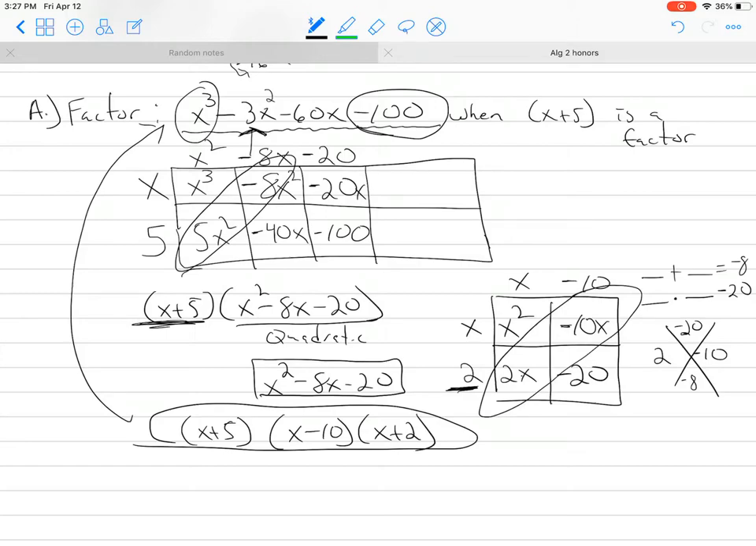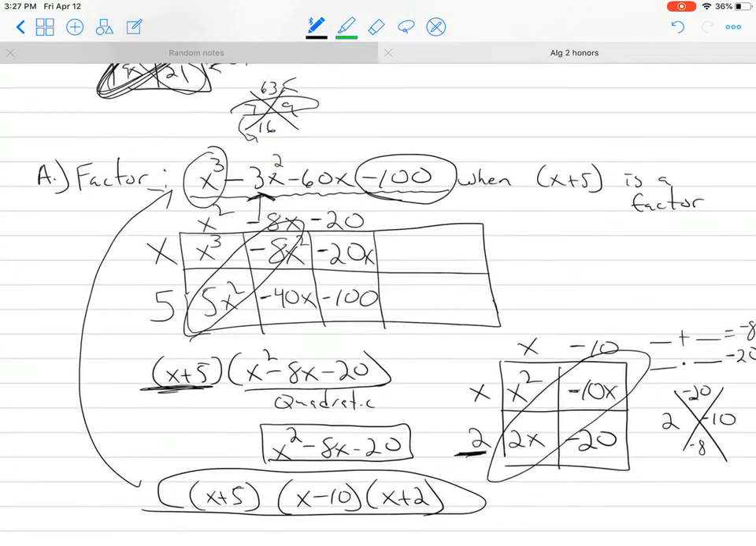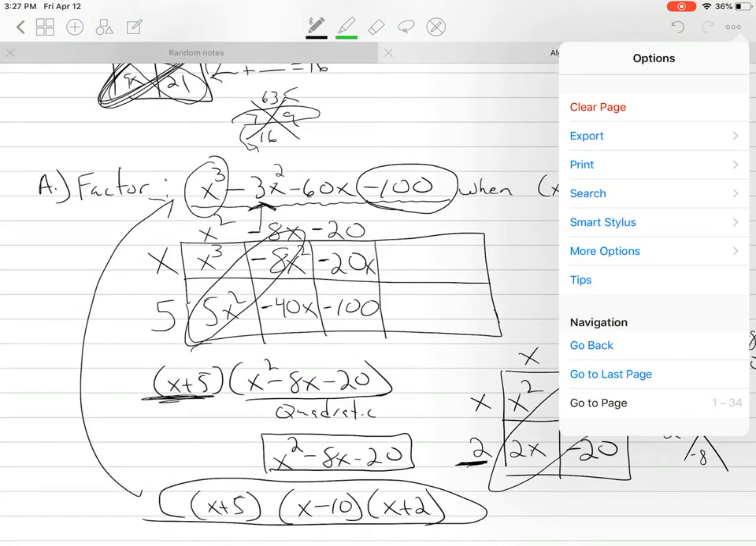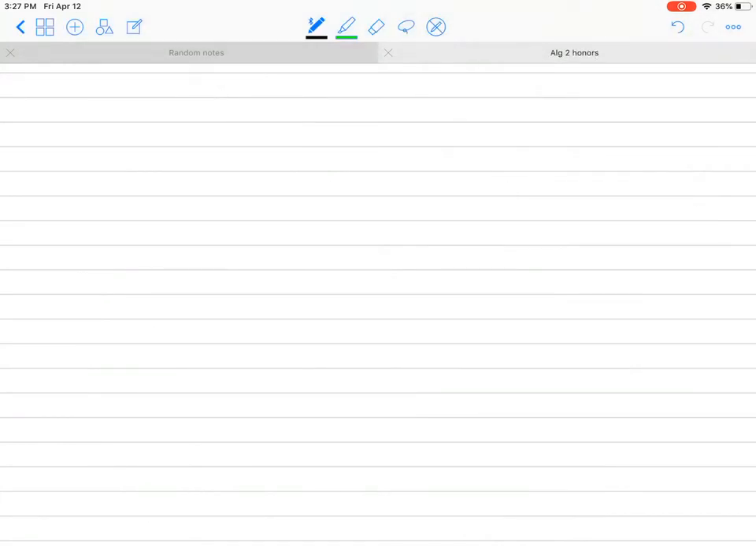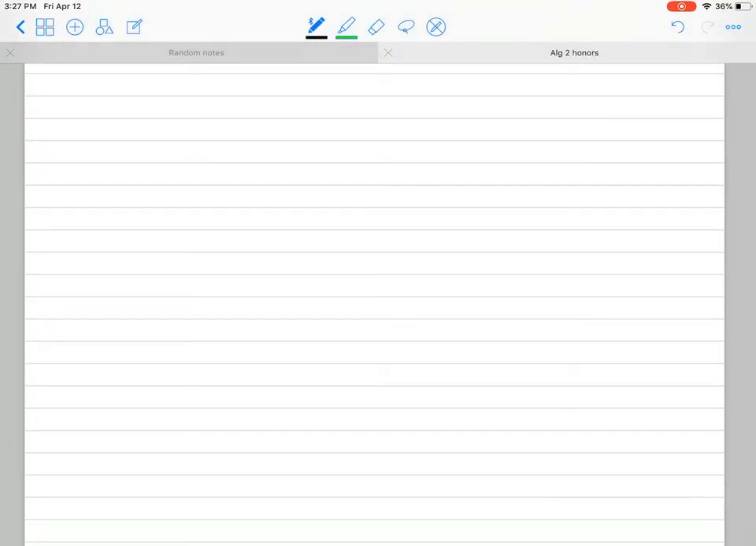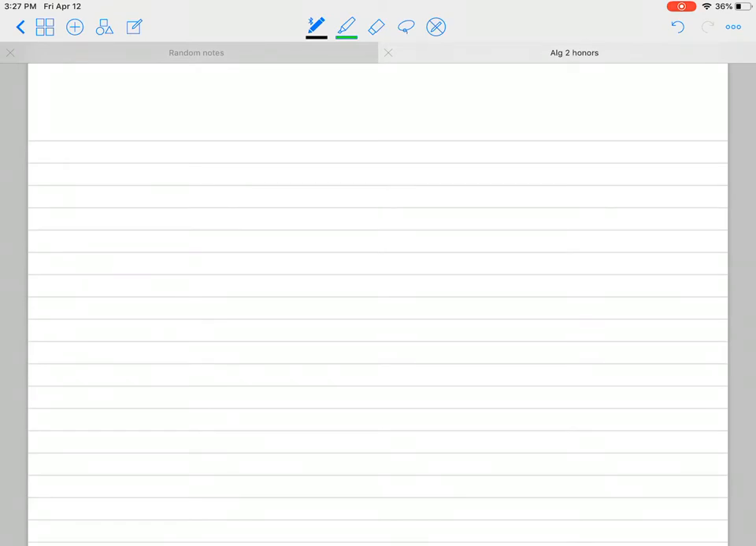So we're going to do a second one. Actually, I'm just going to clear this page. Clear. And I want you to try to factor this one. It says same directions. So factor x cubed minus 11x squared plus 24x plus 36.